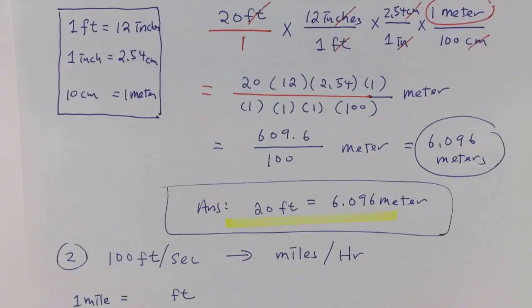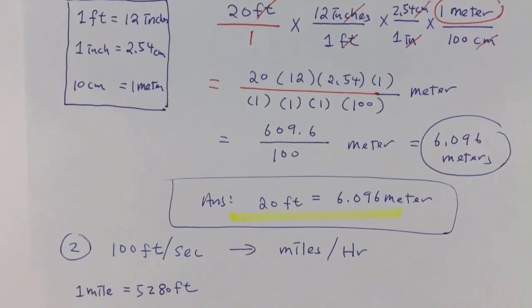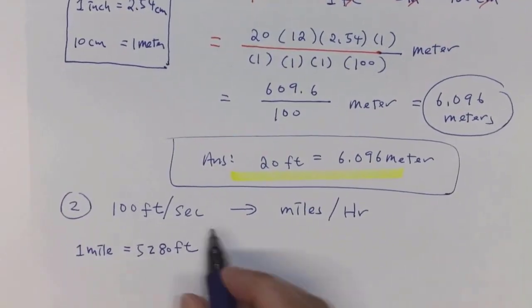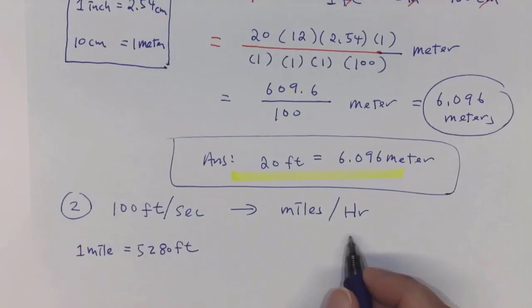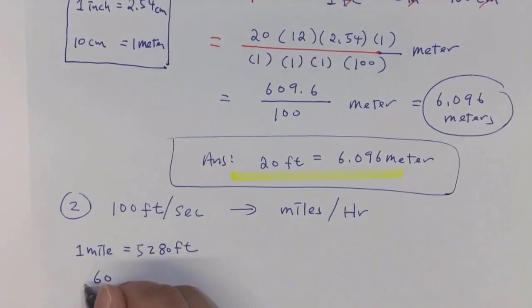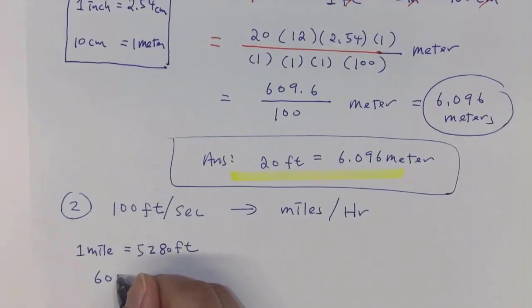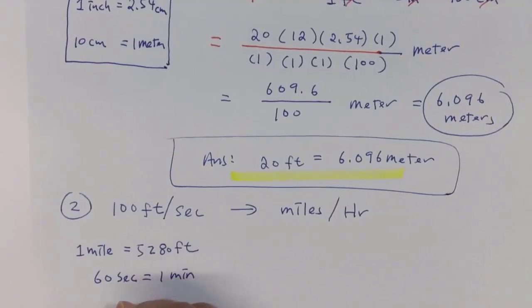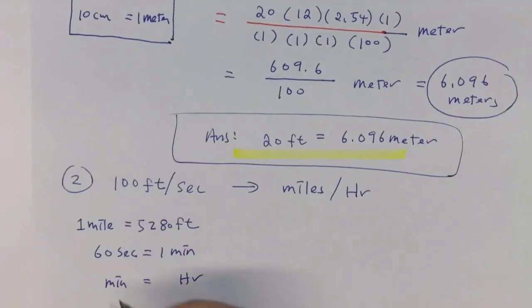1 mile equal to how many feet? Anybody memorize it? I don't. Okay, and then somehow the second need to turn into hours. So second can turn into what first? Minutes. 60 seconds is 1 minute. And then from minutes, I need to turn into hours, right? So 60 minutes equal to 1 hour.